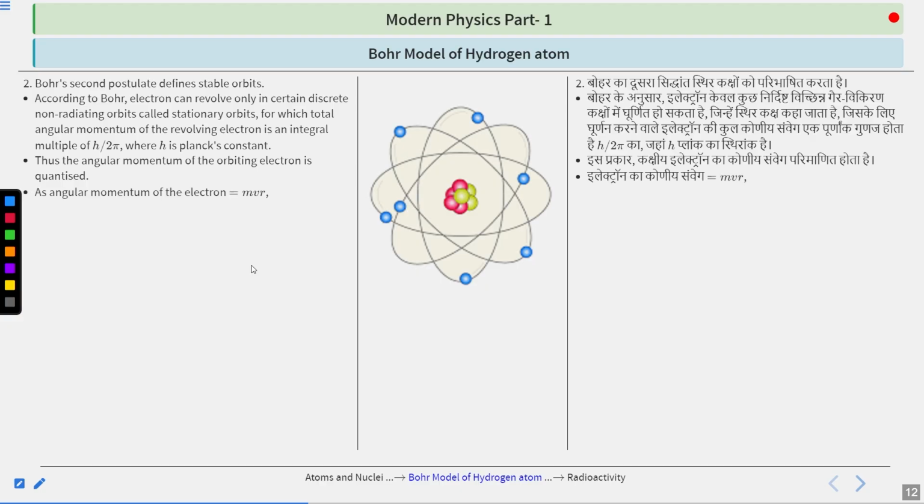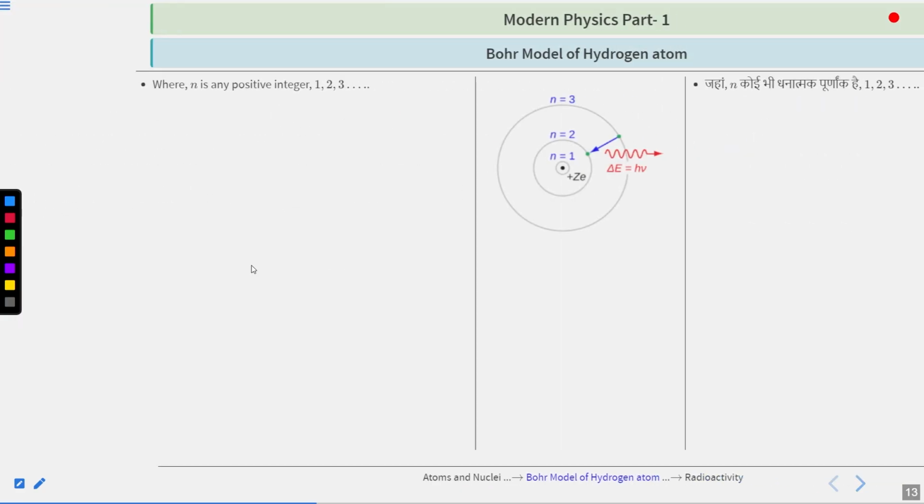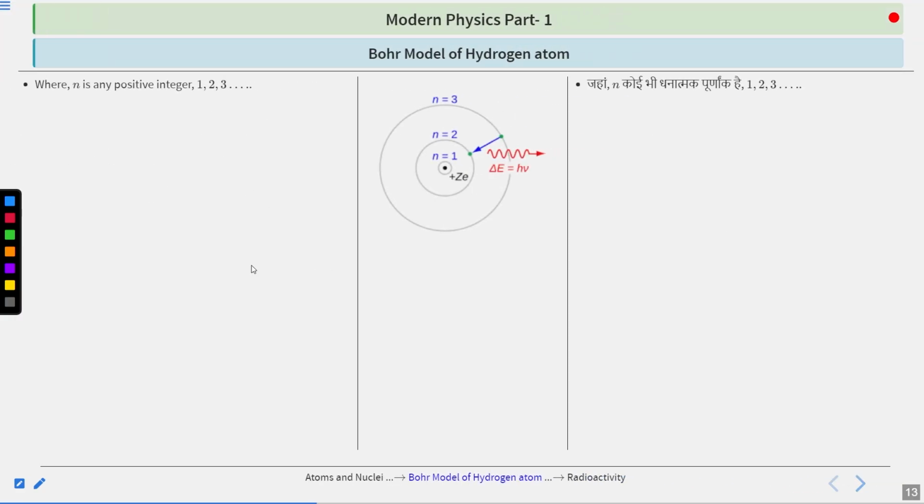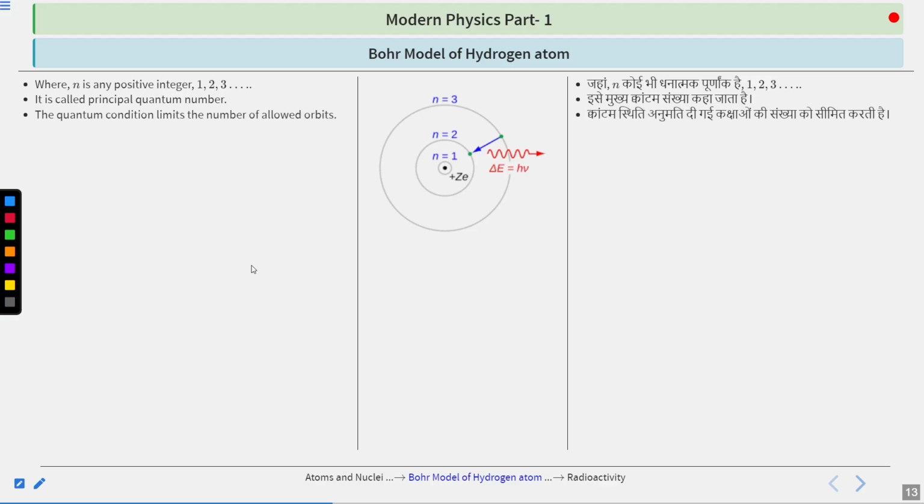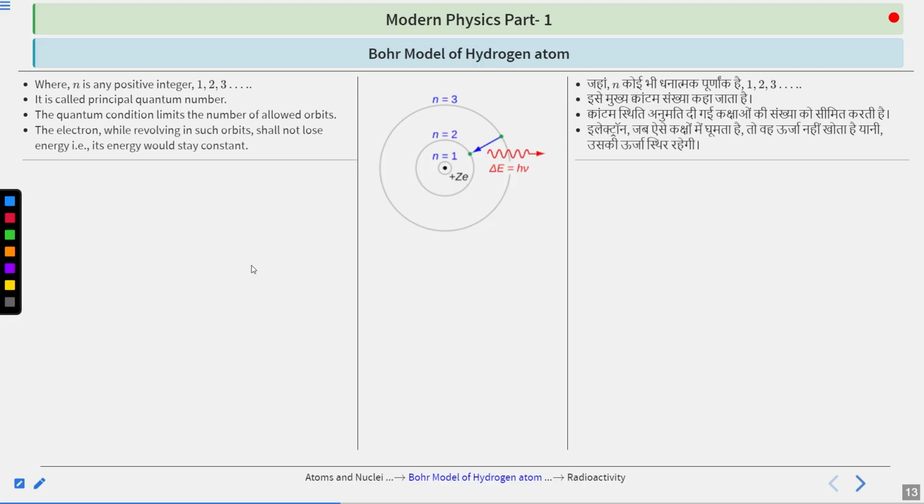The angular momentum of the electron equals mvr. For any permitted or stationary orbit, mvr equals n h by 2 pi, where n is any positive integer. We could take any value: 1, 2, 3, and so on. It is what we call the principal quantum number. The quantum condition limits the number of allowed orbits. The electron, while revolving in such orbits, shall not lose energy. Therefore, its energy would stay constant.